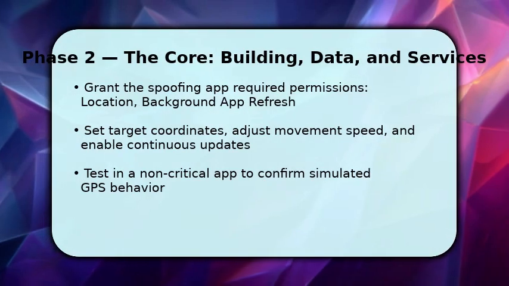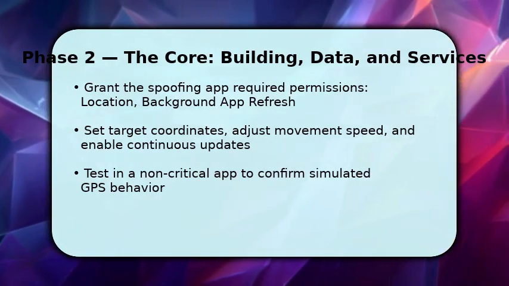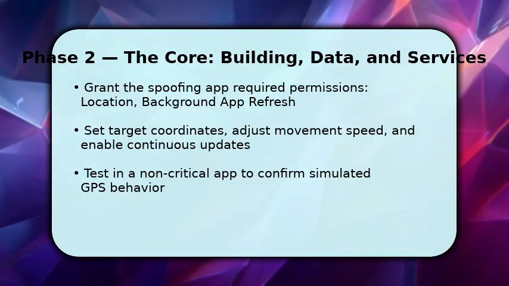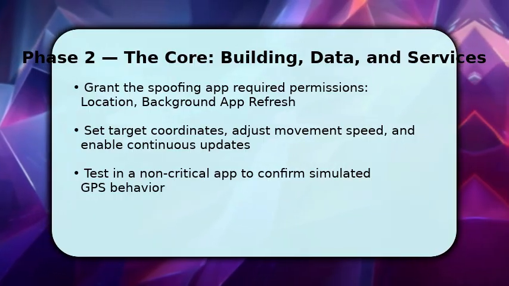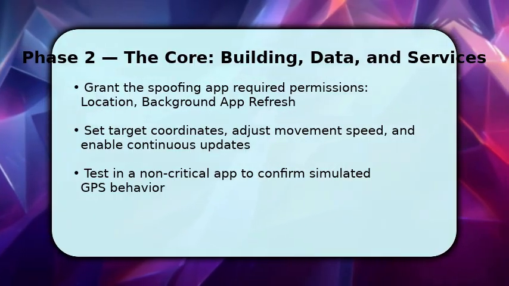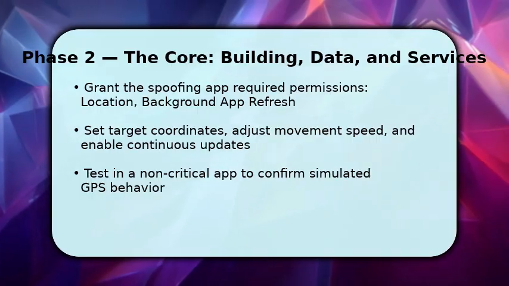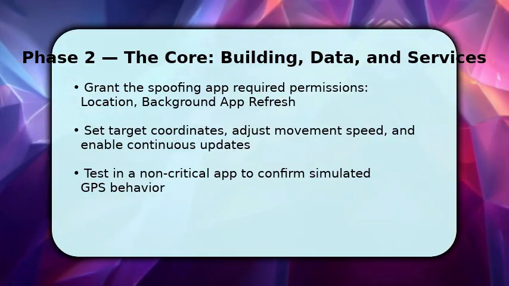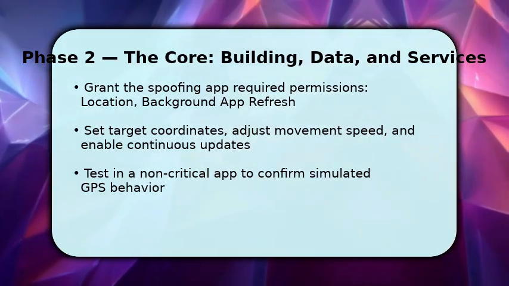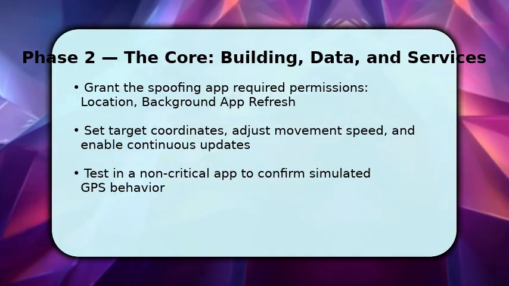You now configure the tool, open the spoofing app and grant location and background app refresh. These let the fake coordinates persist. Enter the target coordinates or pick a point on the map and choose movement style, static or simulated route, so apps see realistic updates. Once set, enable continuous updates or a persistent shortcut. This keeps your live location changing.